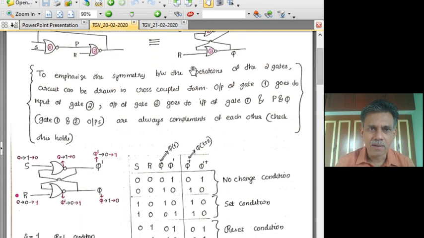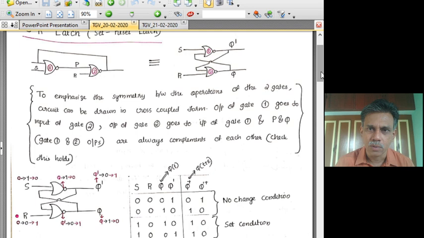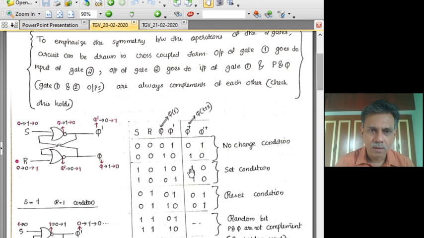In a similar manner, when R equal to 1, you will see that R and whatever the other input may be, there will be a 1 before the bubble and 1 after the bubble, which means Q is 1 before the bubble and 0 after the bubble, that is, Q is reset to 0, and therefore Q dash will become 1. This is the reset condition.